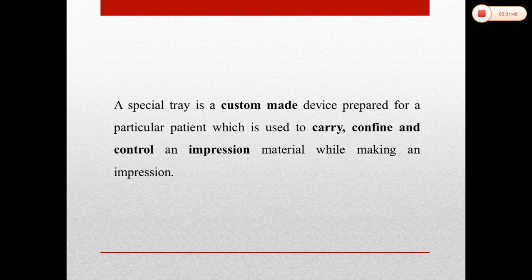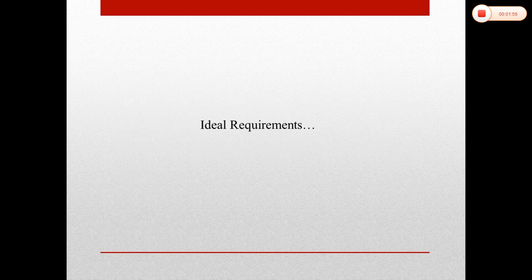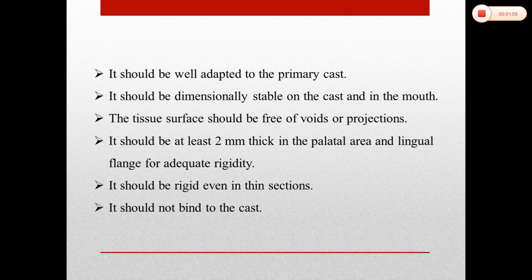What is the use of a special tray, where it has to be used, for what purpose it has to be used, and what is the importance of this special tray. Then the ideal requirements for this special tray, that means what are the requisites for a special tray so that it can be used for making an impression. The type of impression we make with this special tray is known as a secondary impression or a master impression.